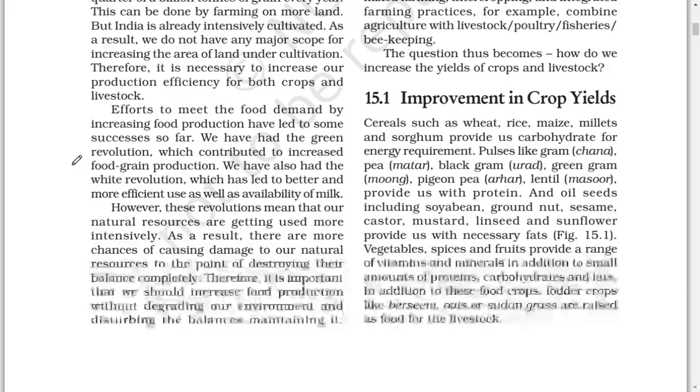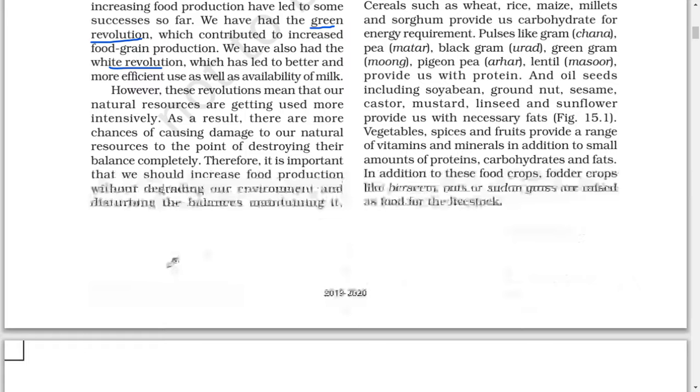We have had the Green Revolution, which contributed to an increase in food grain production. We have also had the White Revolution, which has led to better and more efficient use as well as availability of milk. However, these revolutions mean that our natural resources are getting used more intensively. As a result, there are more chances of causing damage to our natural resources to the point of destroying their balance completely.